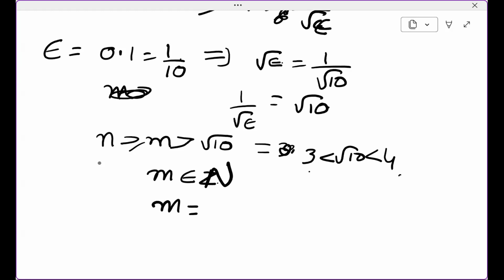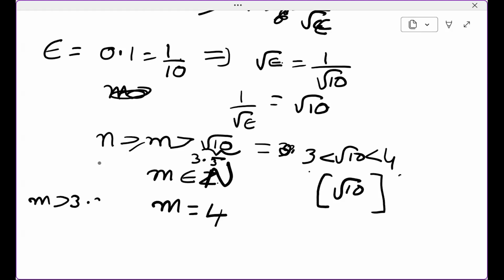What is the next natural number? How to get that is, you take the box, the greatest integer function. Greatest integer, not less than or equal to root. Greater than this. So what is the next number which is greater than this? Its integer is 4. This is 3.3 bar, let us say. What is the integer greater than that? M is greater than 3.3 bar. 3.3, 3.33, anything. What is the integer after this? 4.